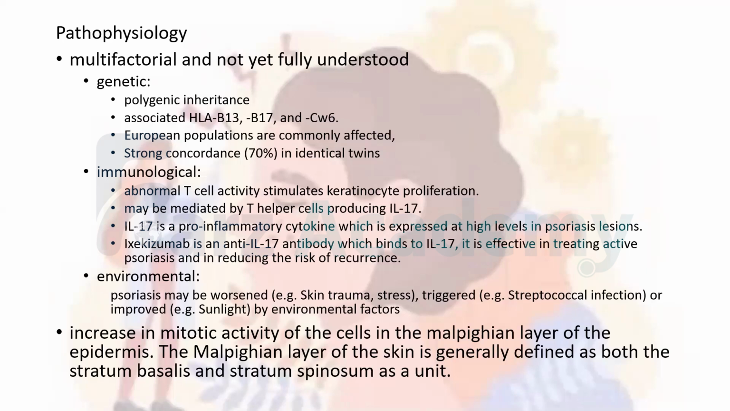So next can be environmental causes. It can be worsened by trauma, stress, or sunlight exposure and infrared UV radiation as well. Okay, so what happens here is increased mitotic activity of the cells in the Malpighian layer of the epidermis, usually in both the stratum basalis and stratum spinosum layers. So there is increased proliferation and increased production of keratinocytes, leading to plaque lesions.